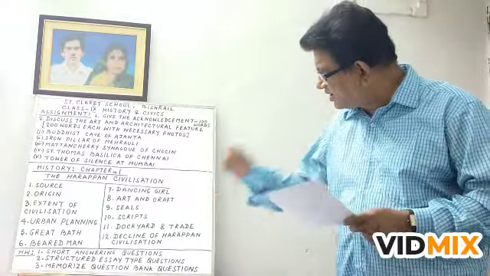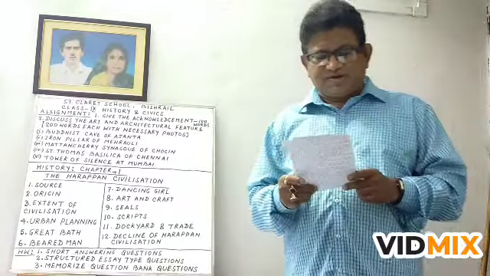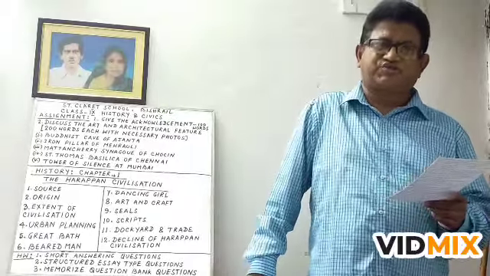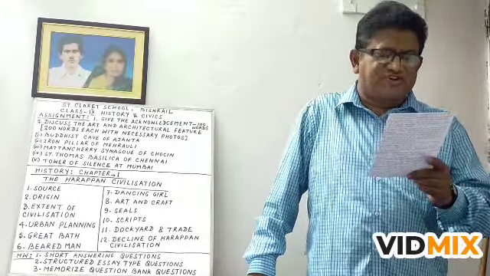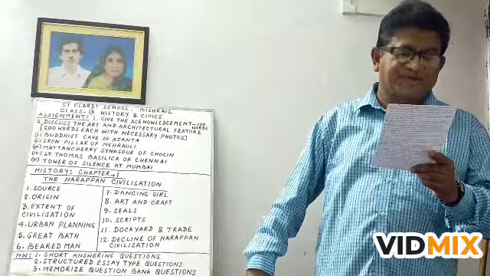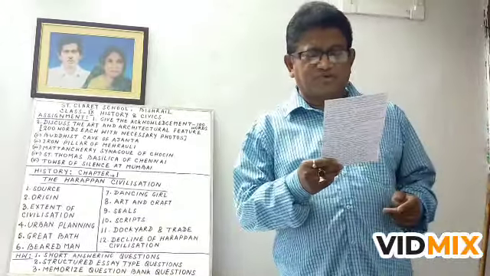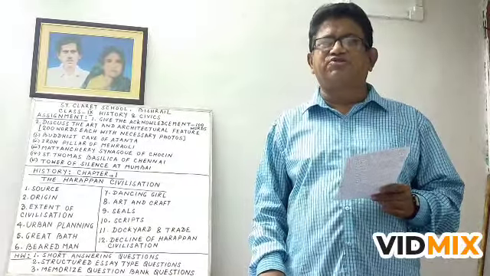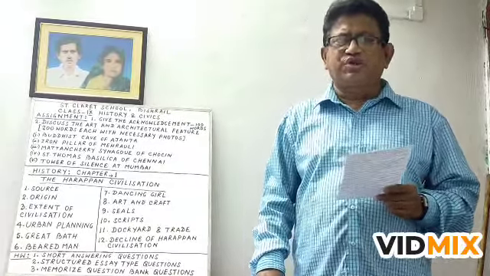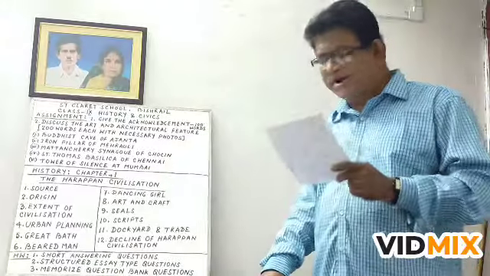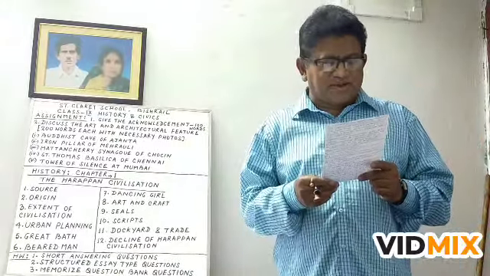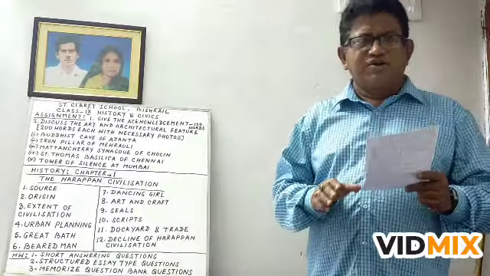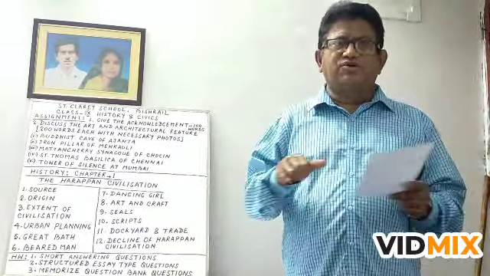Ninth point is the seal. Now seal is one of the important documents and it acts as a source to know about the culture and about the civilization. More than 2,000 seals have been dug out at Harappa and Mohenjo-daro. They are 2 inch by 2 inch, that is 2 inch broad and 2 inch long.